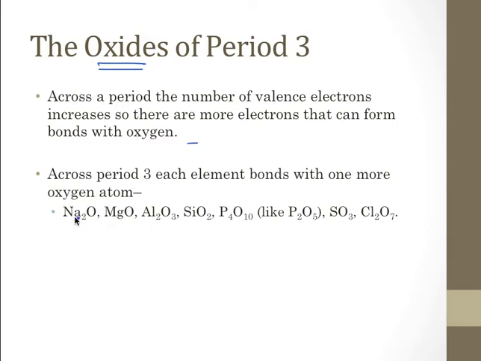Here I have sodium oxide, Na2O, then magnesium oxide, aluminum, Al2O3, SiO2, where I have four oxygens there, kind of. I think it's a weird way to look at it, but if it helps you, okay. And then so on until we get to the Cl2O7. So there is kind of a pattern, kind of.